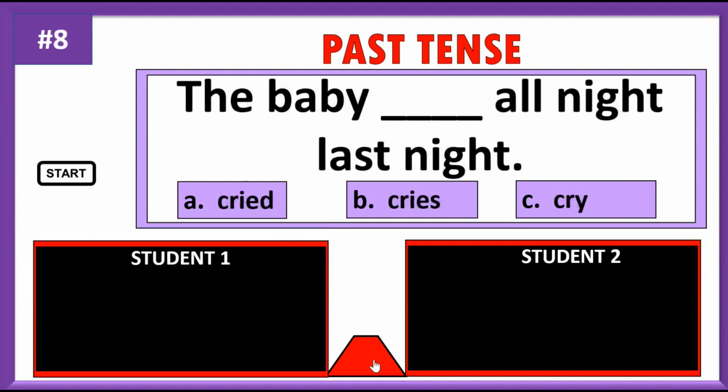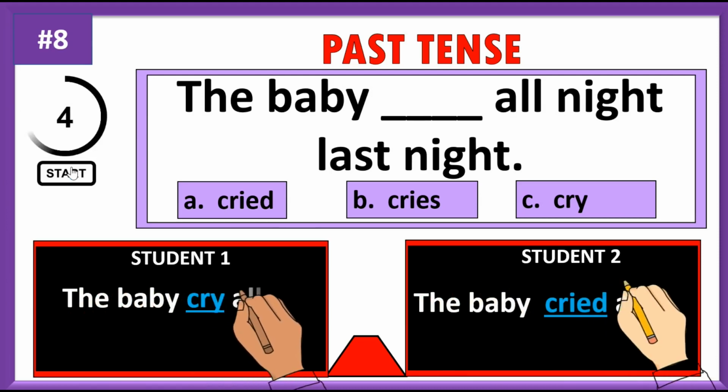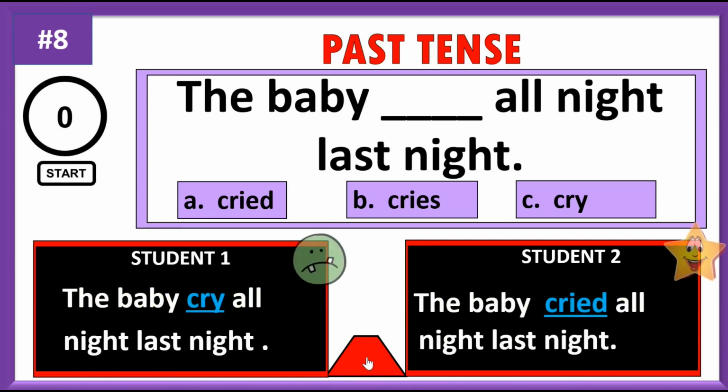Let's move on to question number 8 that says, the baby dash all night last night. Now, guys, please remember to look for your time expression and choose the correct verb. If you say student 1, you are wrong. If you say student 2, you are correct, because the baby cried all night last night.